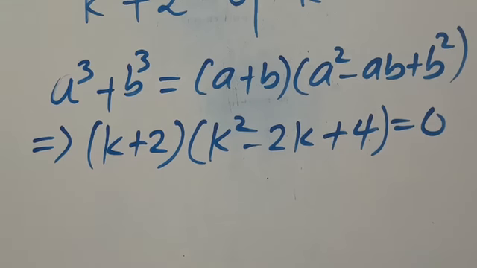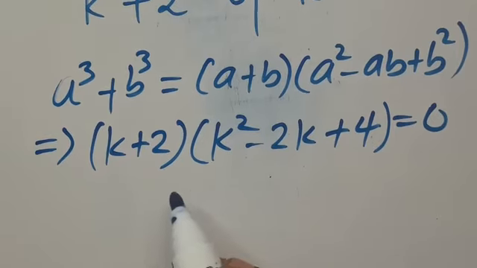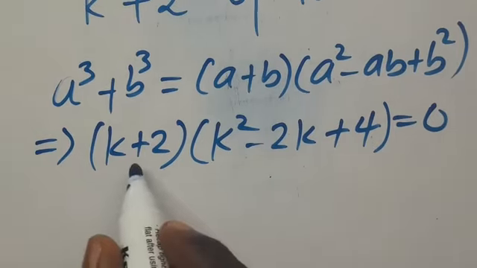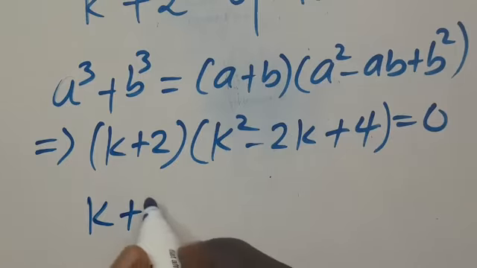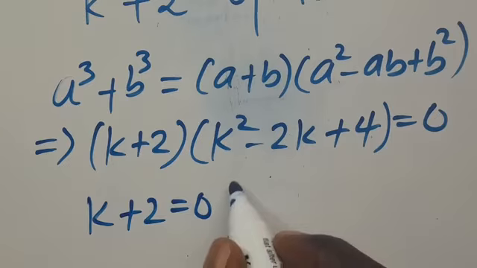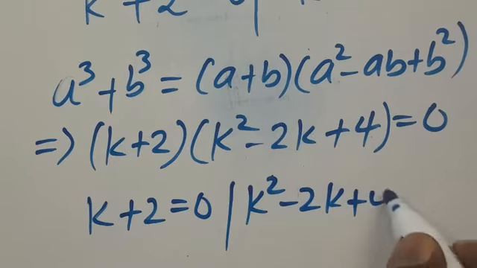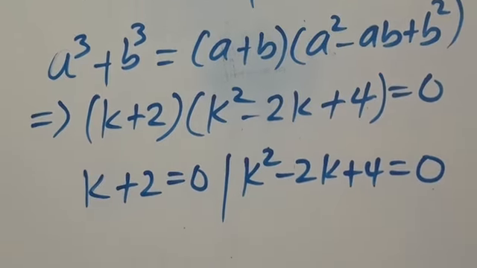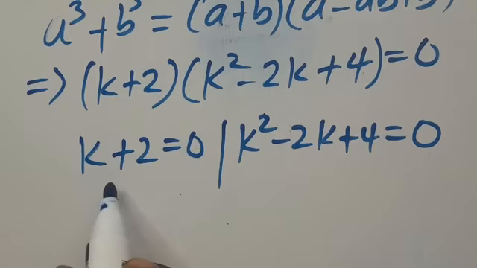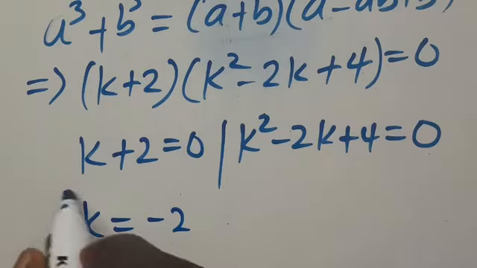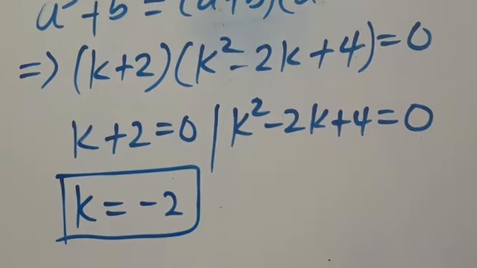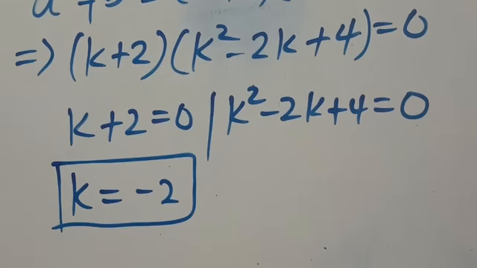What we are trying to say here is that for this expression to be equal to 0, either we have k plus 2 equals 0, or we have k square minus 2k plus 4 equal to 0. And so from the first one, we are going to have k equals minus 2 to be the first real solution.